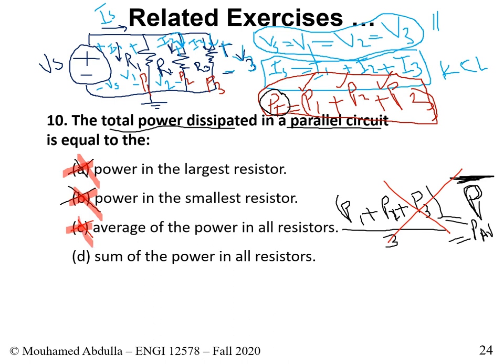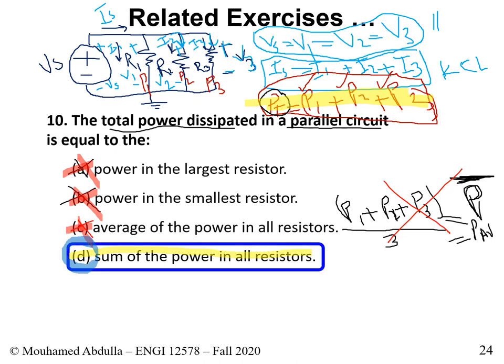And if we read the last one, it says it's the sum of the power in all resistors. And this is the correct one, right? This is exactly what we did. We summed the power from each resistor. So it's really the correct answer. And we could certainly check this. And that's exactly it. So anyways, thank you for your attention, and good luck with your studies.